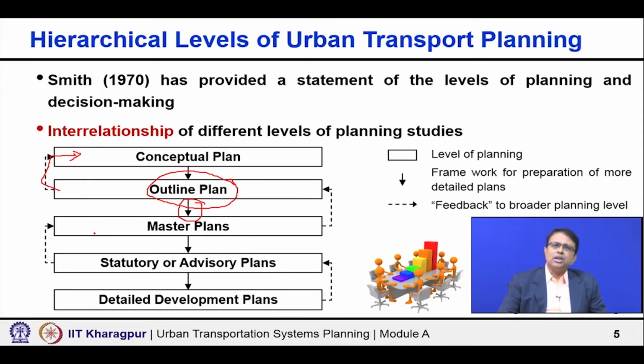Now, how different are they from each other? I am saying again that it is much broader, starting from the concept plan, to the most detailed level of work in the detailed development plan, and the intermediate stages are like intermediate steps, right. So, the outline plan is more detailed than the concept plan, but less detailed than the master plan. The master plan is more detailed than the outline plan, less detailed than the statutory or advisory plan, and so on.